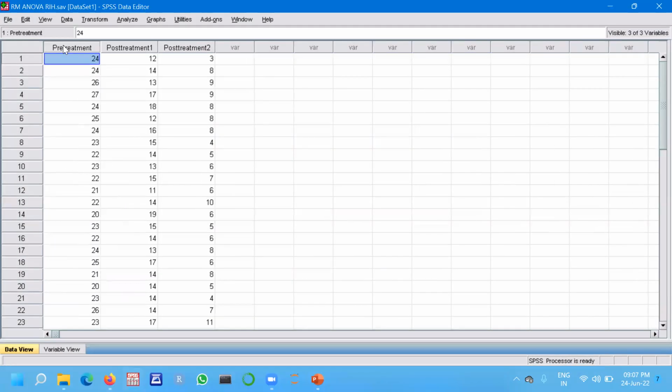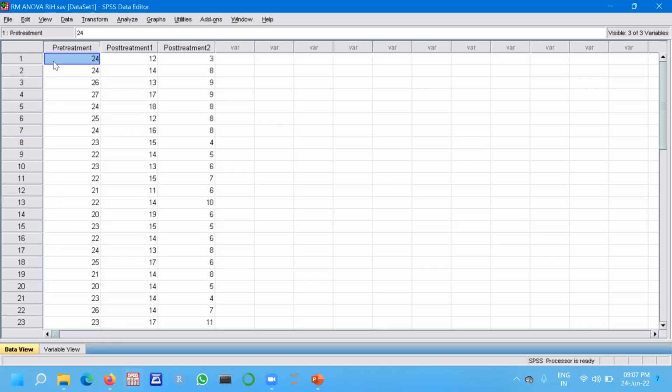See, there are three sets of data: pre-treatment, post-treatment 1, and post-treatment 2. So here you can see the insomnia severity index score. Okay. So I forget the interpretation of this one.